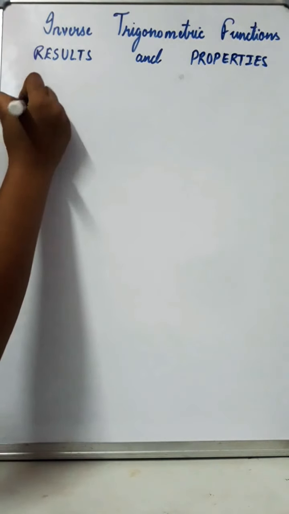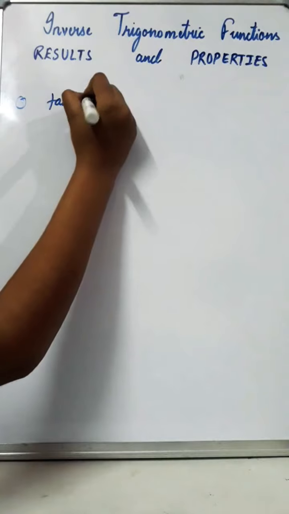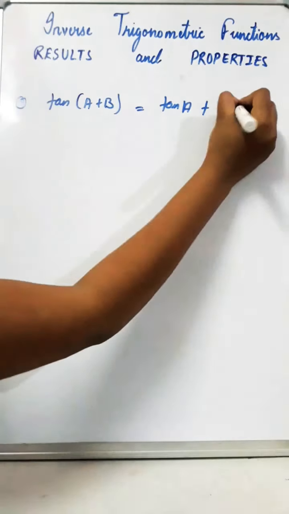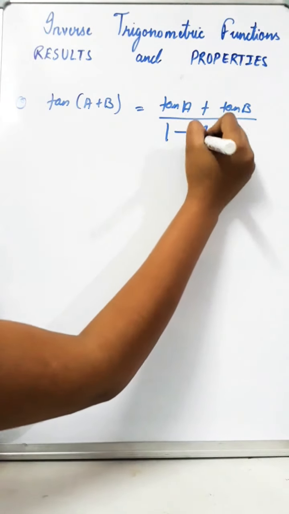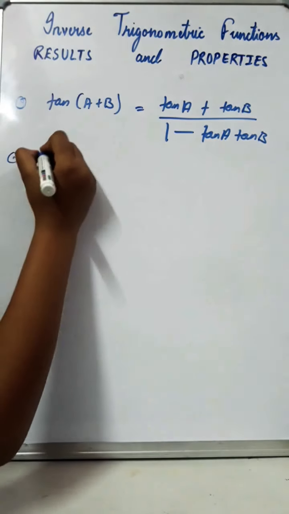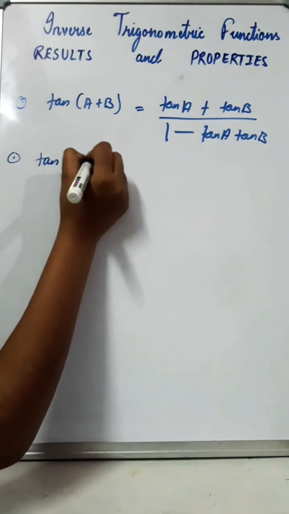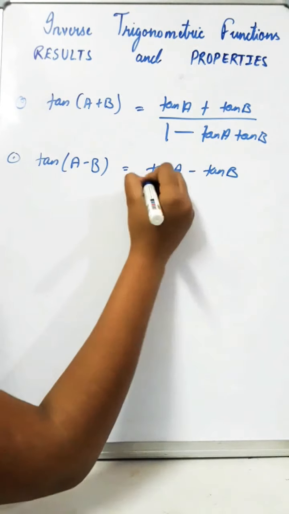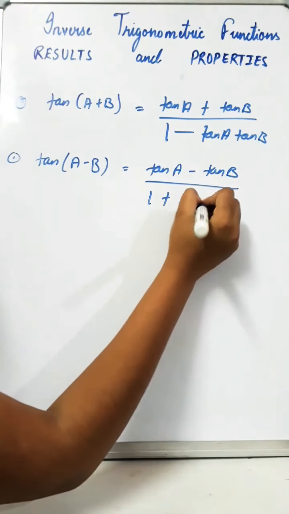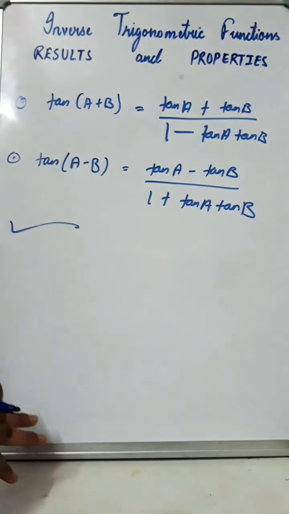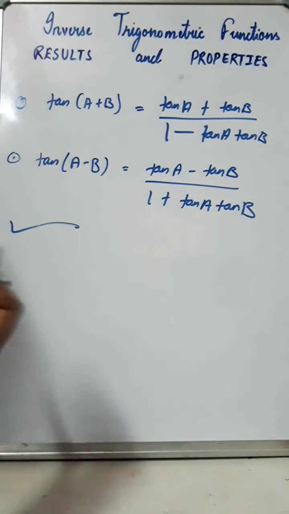Now these are a few more properties that will be required, like tan(A plus B), which is tan A plus tan B upon 1 minus tan A tan B. I hope you all remember this vividly. And here similarly your tan(A minus B) can be written as tan A minus tan B upon 1 plus tan A tan B. Right? Now we will use all these properties in order to derive our inverse trigonometric functions results and properties.